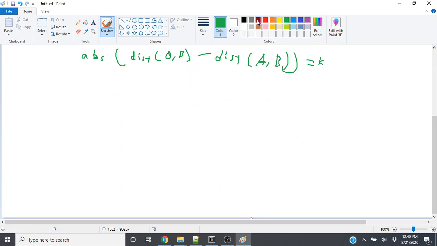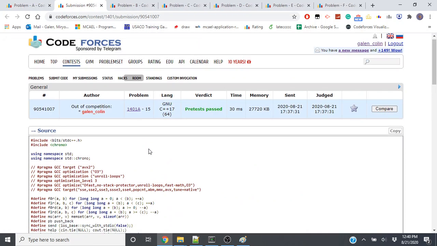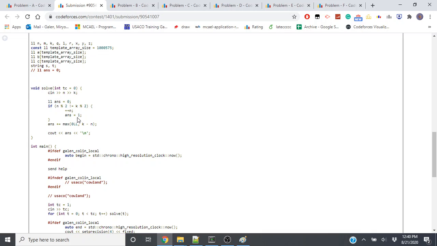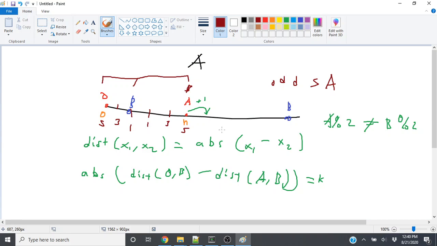So the implementation is simple, and I'll go into my code for this. First, if the parities are not the same, then you increase the value and you make a single step, and then either you have to move some distance over, or b is already less than or equal to a, wherever a is.